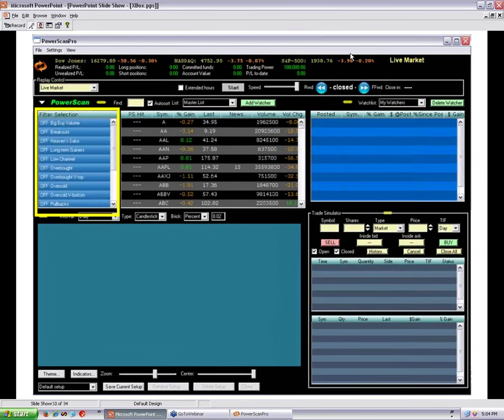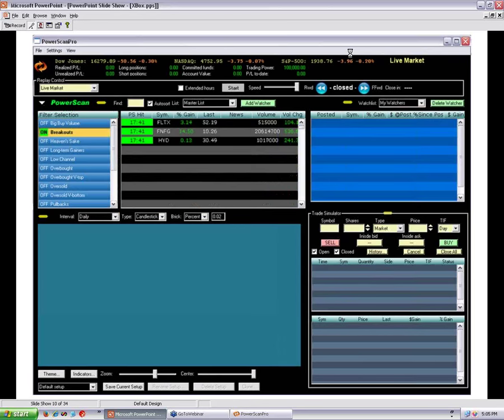Now, with one click, you can get the list of filters, the PowerScan filters. I don't want to go into a lot of these because A, you guys are usually familiar with it already, and B, that's really for a different video, different webinar. But by clicking on a filter, you get in real time the stocks that match that criteria. Now, I'm showing the example here as breakouts.